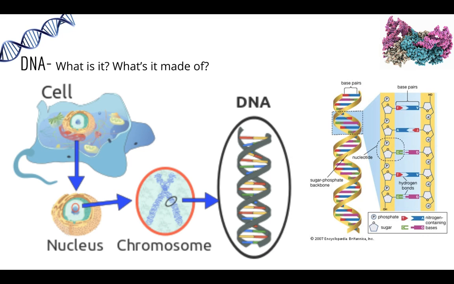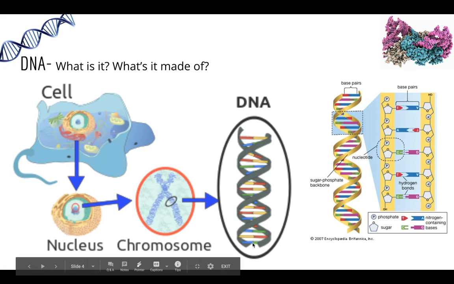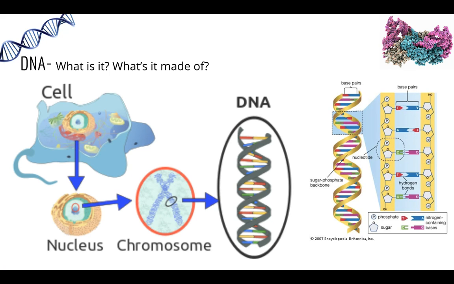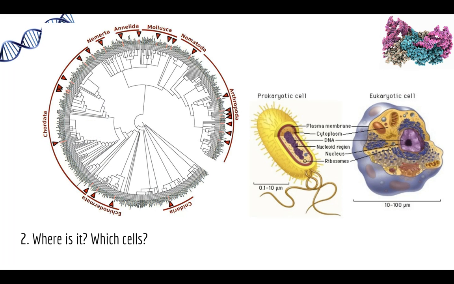Okay, so DNA, what is it? What is it made out of? It's a molecule, a very long molecule that's found in each and every one of your cells in your body. All living organisms have DNA, and it's a molecule that holds the instructions for your cells to build proteins. So those instructions are written, so to speak, in the sequence of nucleotides, A's, T's, C's, and G's. Do you remember those? Adenine, thymine, guanine, and cytosine.